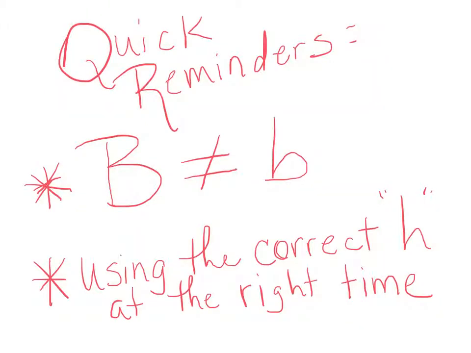Quick reminders. Do not forget that this big B is not the same as this lowercase b. The big B is the area of a shape. The smaller b is the length of the side of a shape. So area, length. Also remember to use the correct H at the right time.